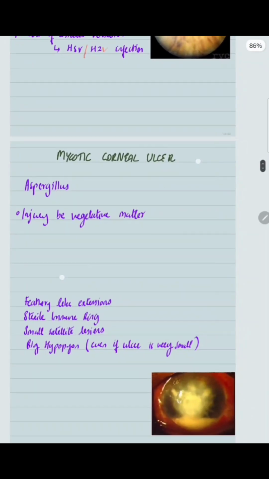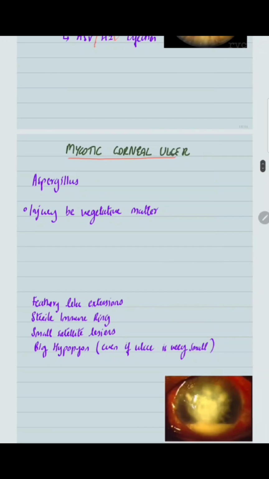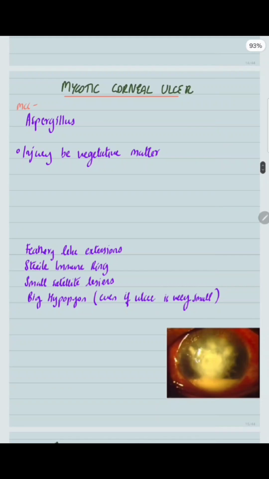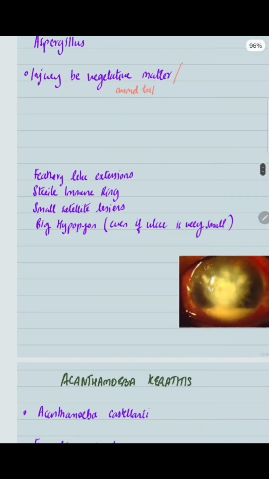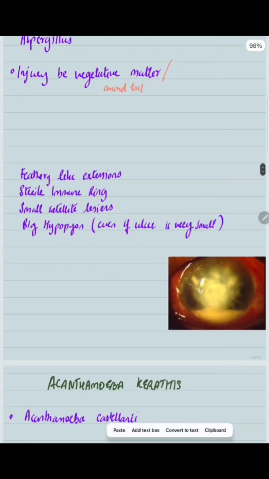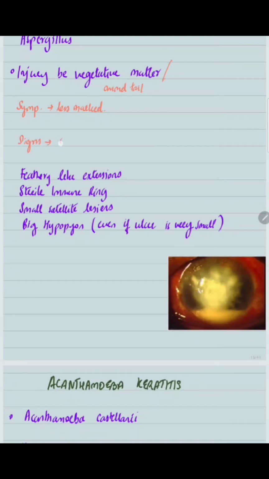Okay. Now, next coming to mycotic corneal ulcer. The most common causes are as per Gillis. The mode of infection is injury by vegetative matter, that is crop, leaf, branch of a tree, straw, hay, etc. Injury by an animal tail can also be a history. Symptoms are similar to bacterial ulcer but less marked in fungal. Signs are out of proportion to symptoms.